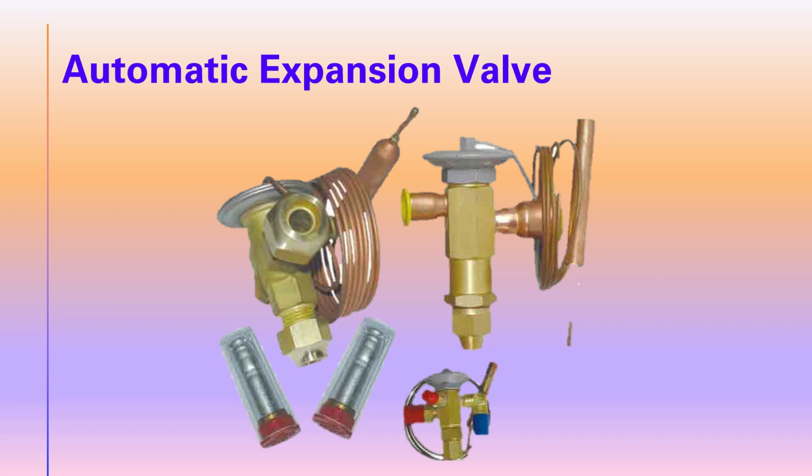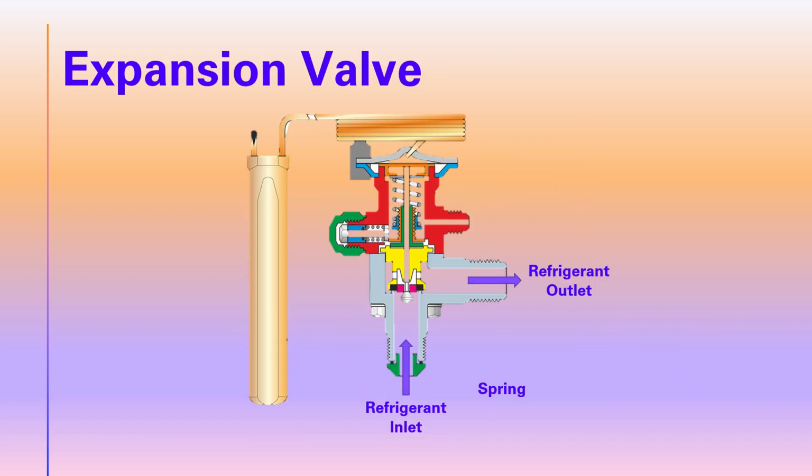And now we get on to the most common unit that's available, and that's the automatic expansion valve. Now this creates a pressure drop as well as regulating superheat. So let's have a look at the main parts of the valve.